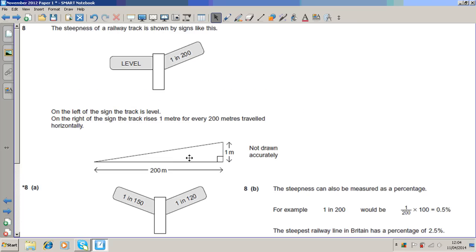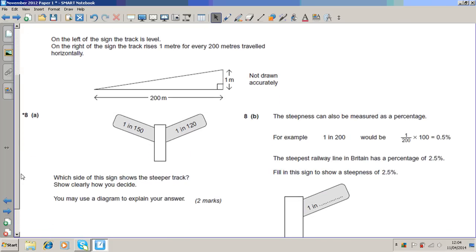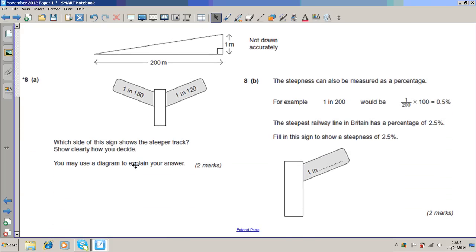This is interesting. The steepness of a railway track is shown by signs like this. On the left of the sign, the track is level. On the right of the sign, the track raises 1 metre for every 200 metres travelled. So we go 200 metres to the right and 1 metre up. Which side of this sign shows the steeper track?